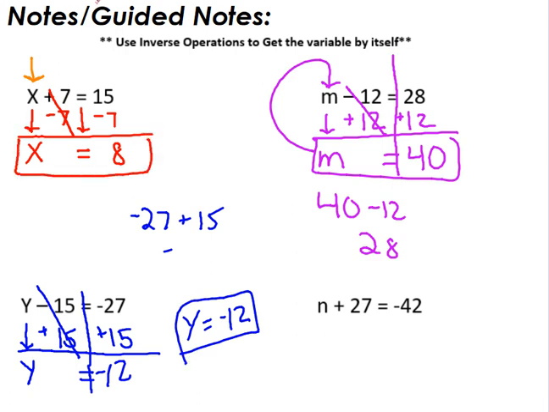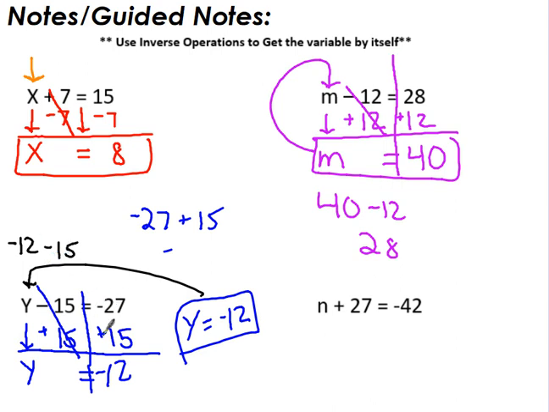Now if I were to take negative 12 and plug it back in here, I'll do this in black. If I take negative 12 and plug it in for y, negative 12 minus 15. Well, if I have 12 negatives and 15 negatives, then really I have 27 negatives total. I'm going to add them together. So this does equal this. So we did good.